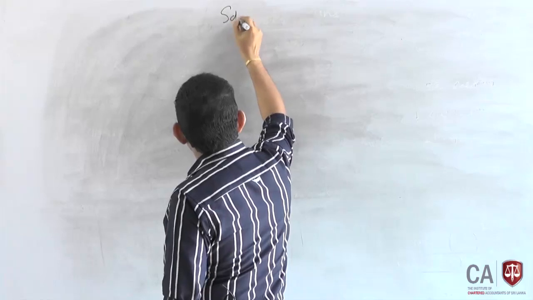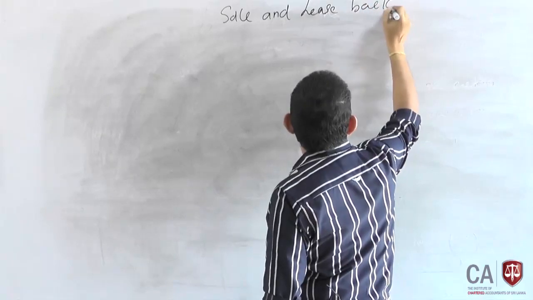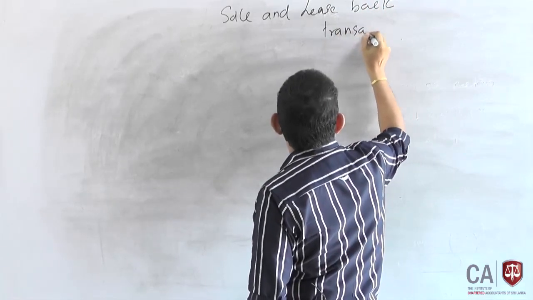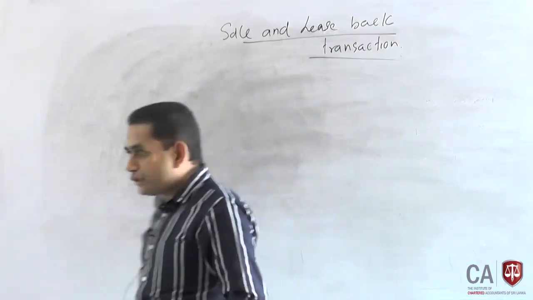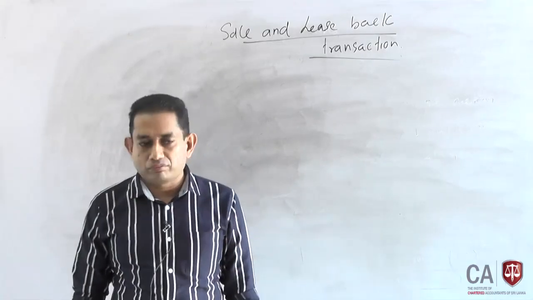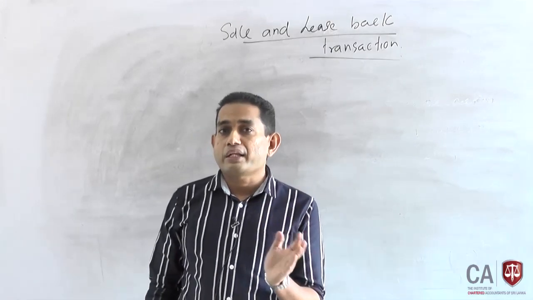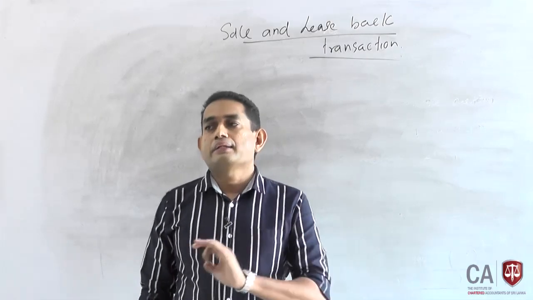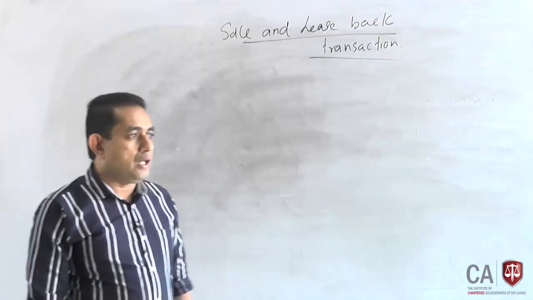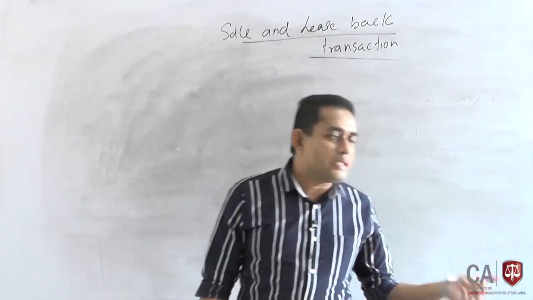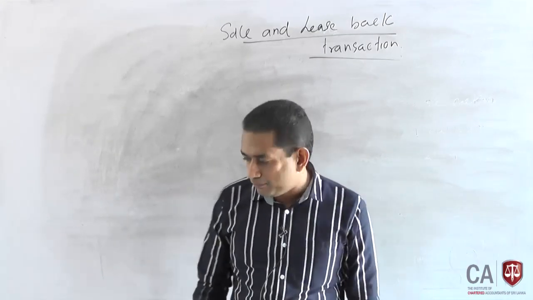Sale and lease back transactions. Sale and lease back transaction. It is a combination of 2 standards now. What are the 2 standards which are going to be combined? SLFRS 15, luckily we have done it, and SLFRS 16 Leases, right. It is a transaction where you sell an asset first and then you reacquire the right of use to use it for another couple of years ahead.